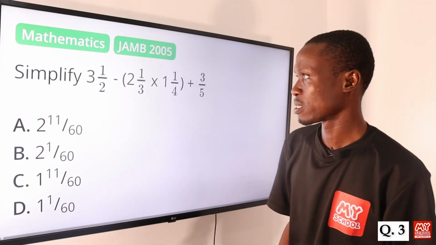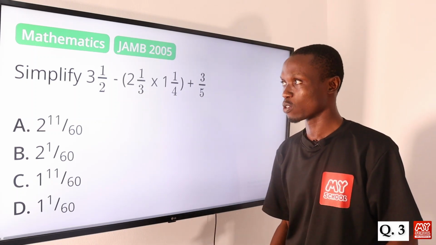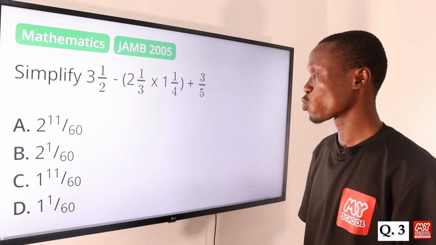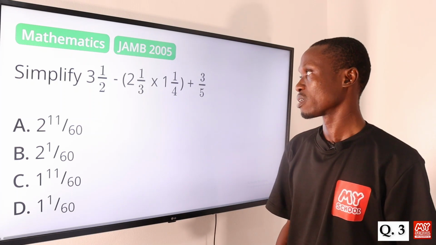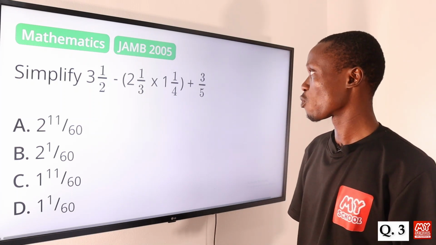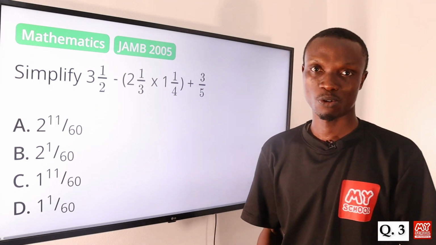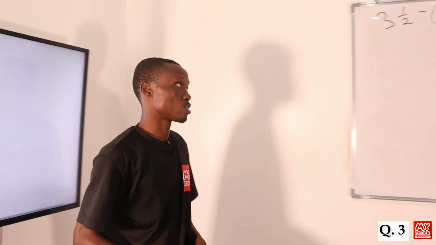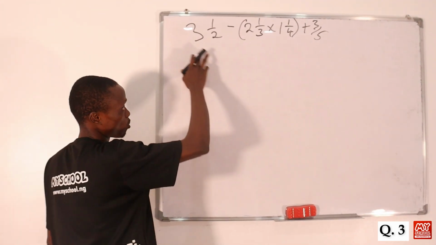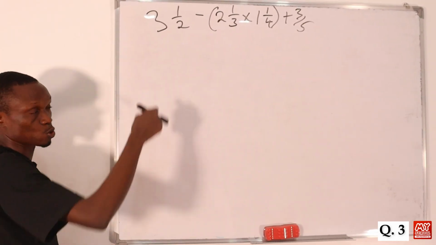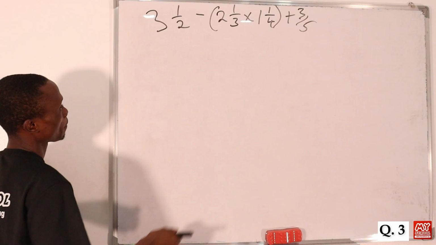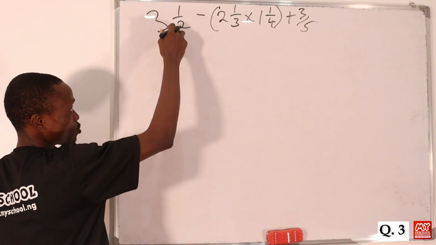Question 3. Simplify 3 whole number 1 over 2 minus, in bracket, 2 whole number 1 over 3 times 1 whole number 1 over 4, plus 3 over 5. So let's move over to the board to provide the answer to this question. First thing first is for us to convert these mixed fractions to improper fractions. So let's convert 3 whole number 1 over 2 to an improper fraction.